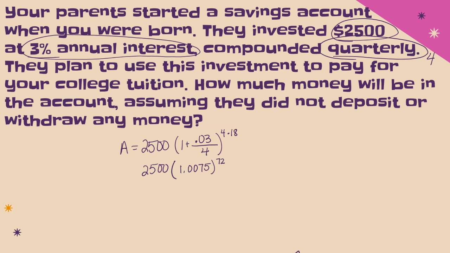1.0075 to the power of 72 is 1.71, etc., times the $2,500 initial investment. And that means that in this account, when you turn 18, it's $4,281.38, which is not a whole lot of money to pay for college. That's why you kind of want to be adding to it as you go. You don't want to just put some money in there and let it ride. You really want to keep adding to it so that, again, you can grow that principal and make more money.